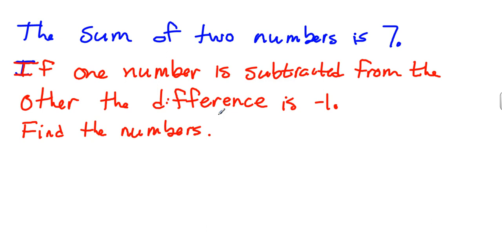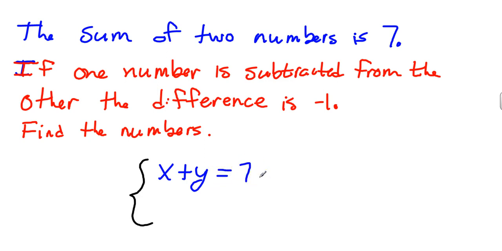Okay, so they should basically give you two sentences and then tell you to find the numbers. The first sentence is one equation, the second sentence is another equation, and that'll be the two equations that you're going to use to write out the system for what you're going to need to do here. Okay, so if we do that, first equation, wrote it out in blue. The sum of two numbers is 7. That's x plus y equals 7.